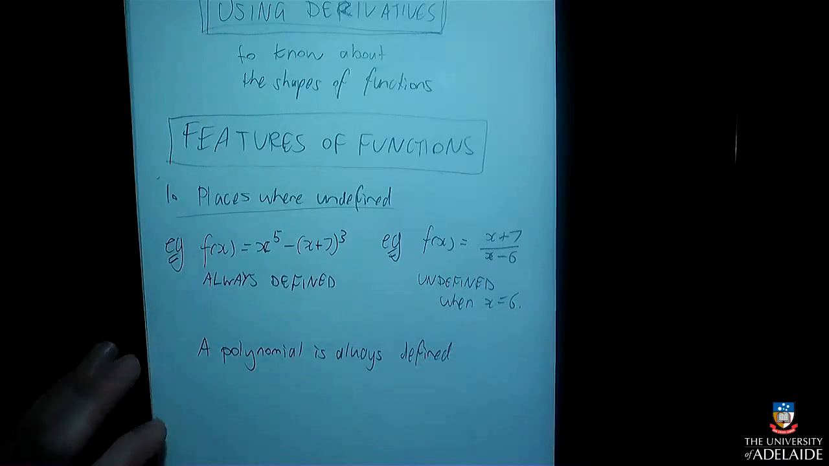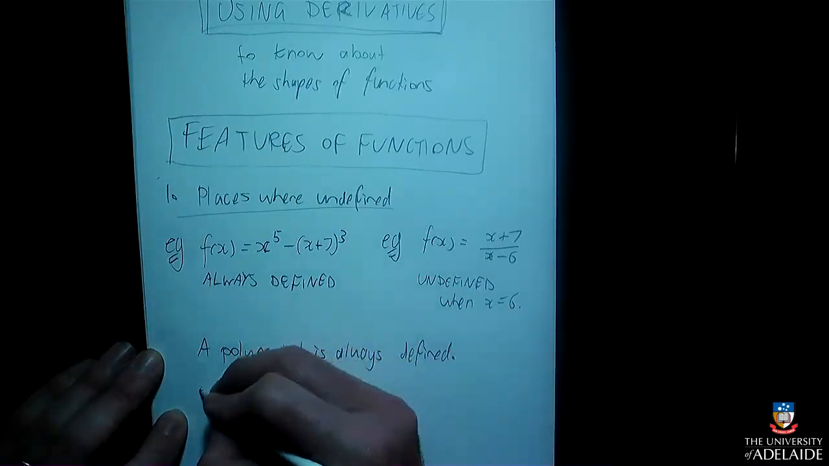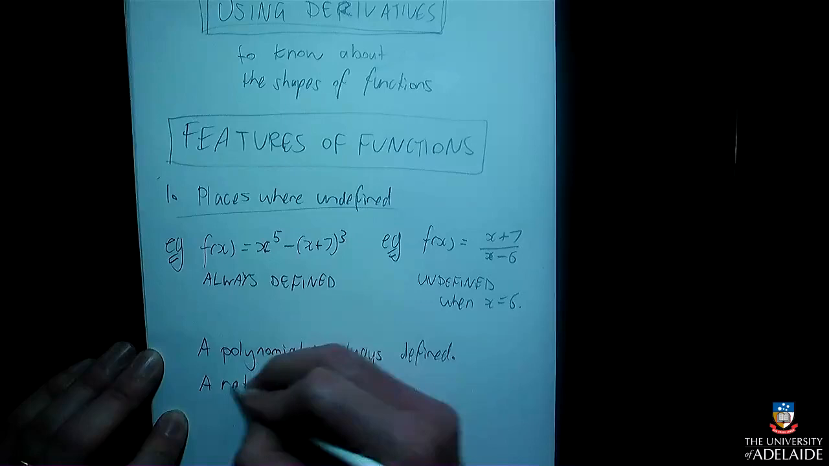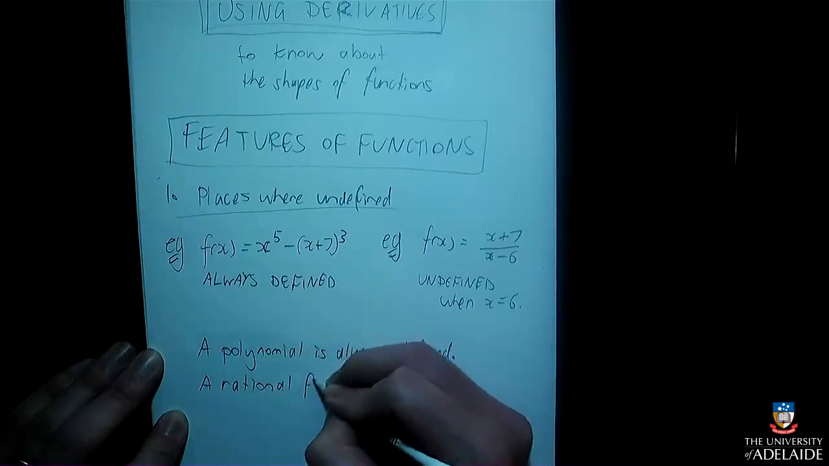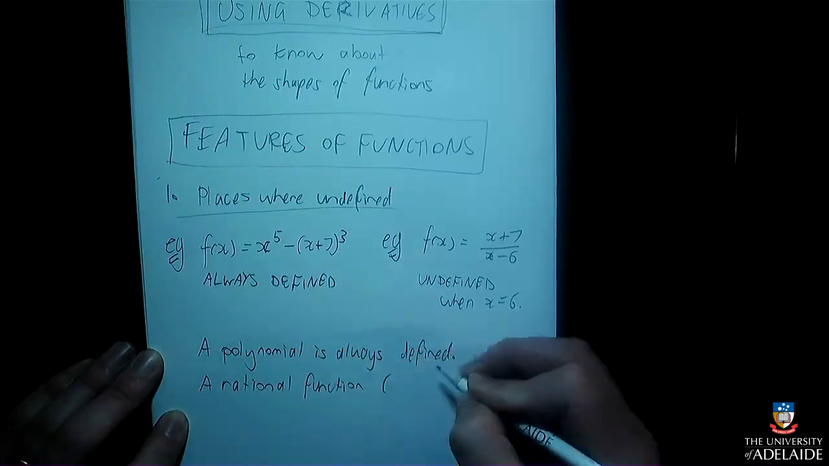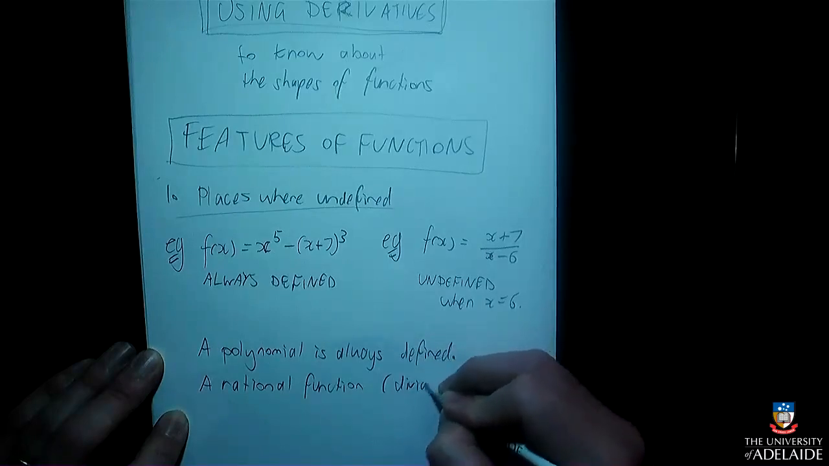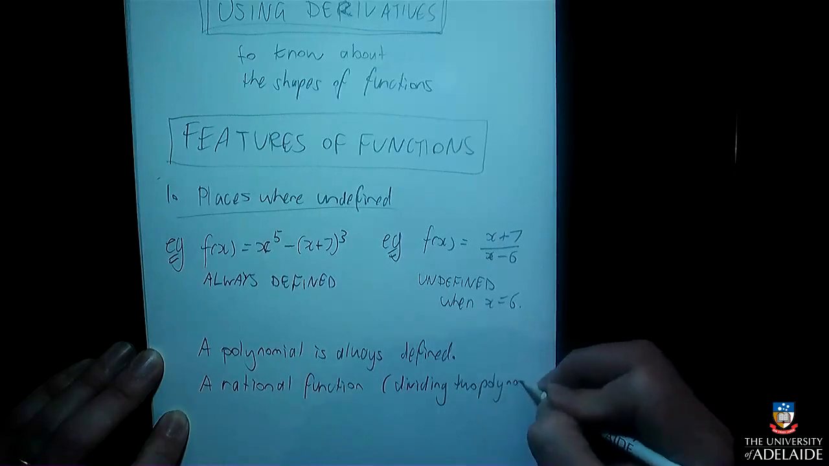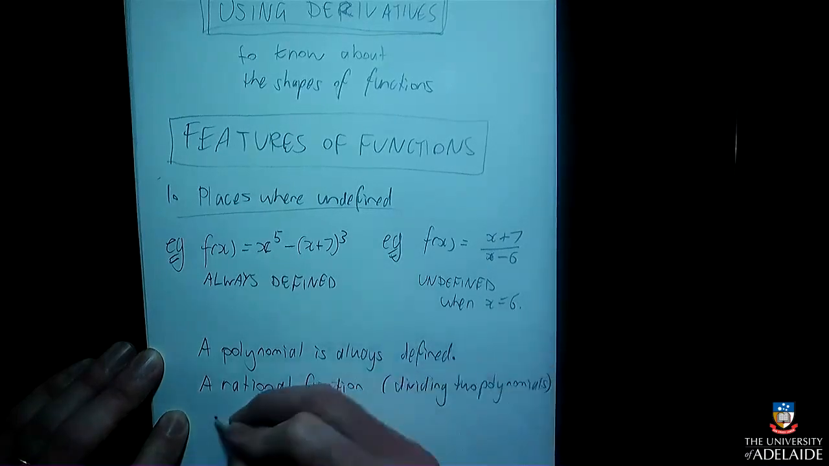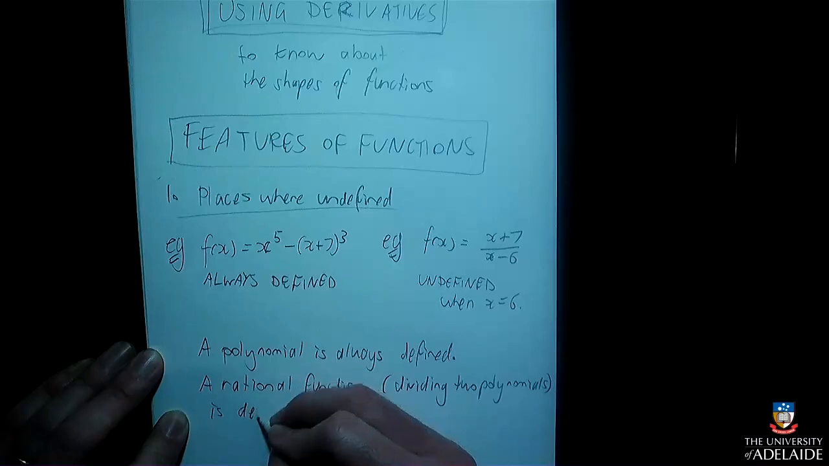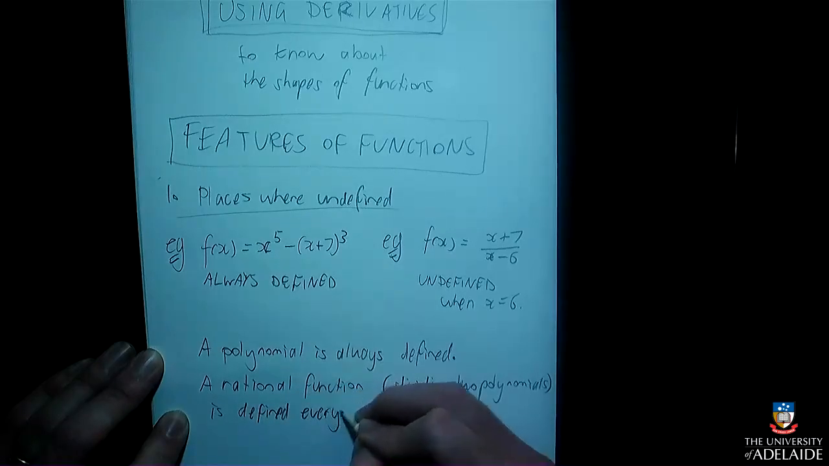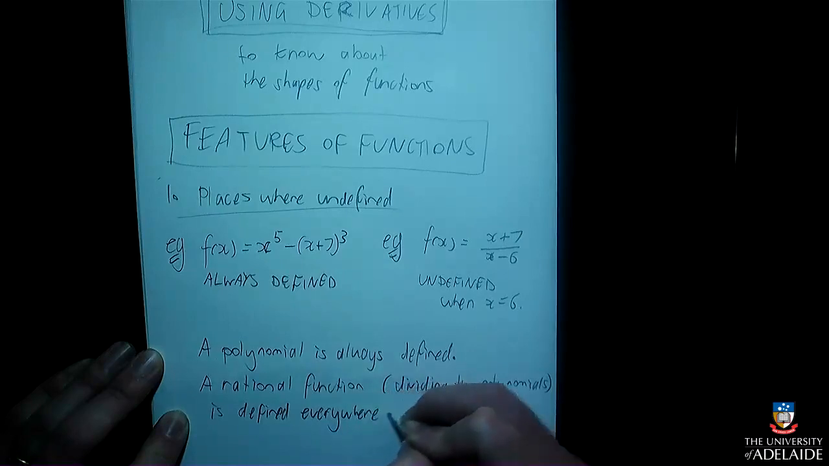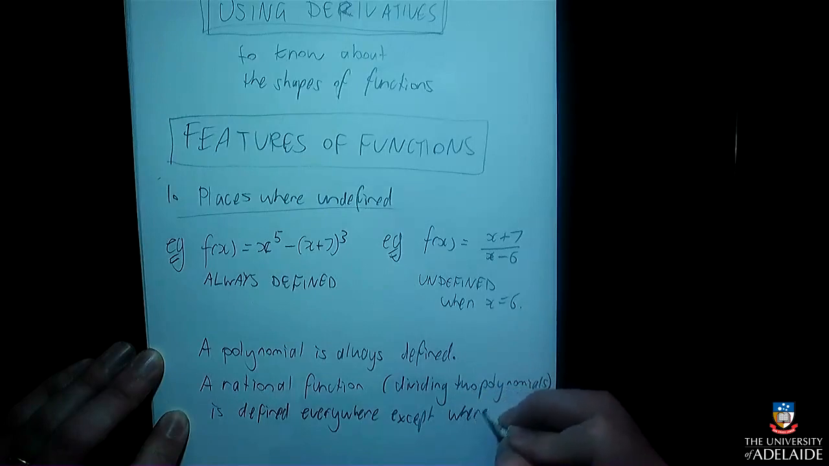Polynomial is always defined. A rational function, which is found by dividing two polynomials, is defined everywhere except where the denominator is 0.